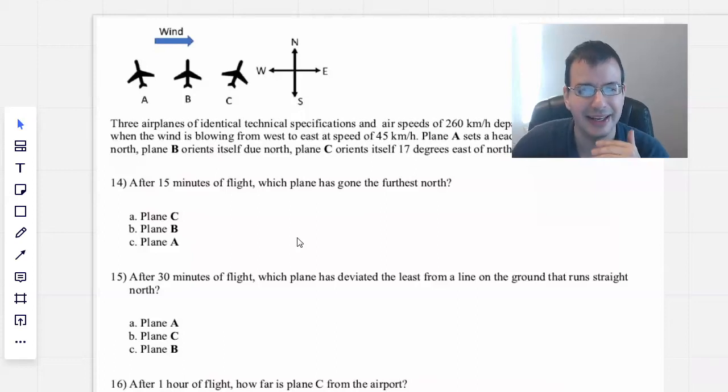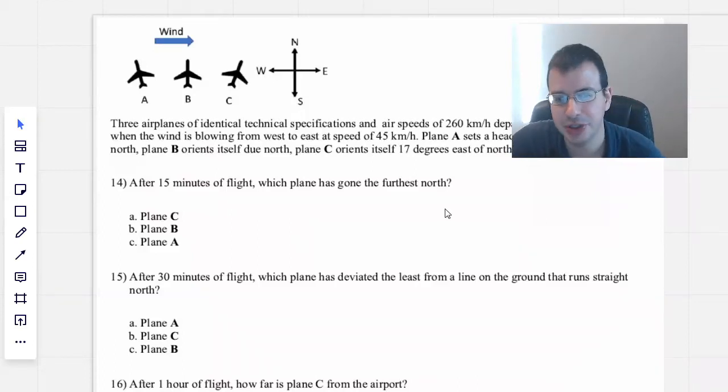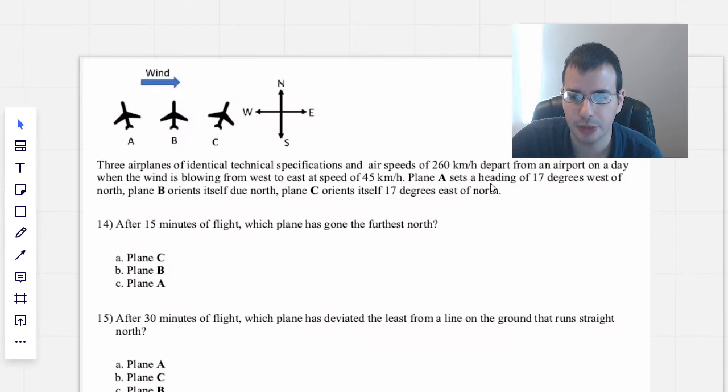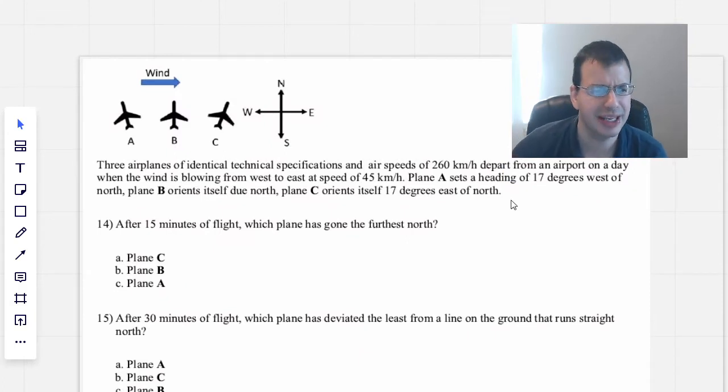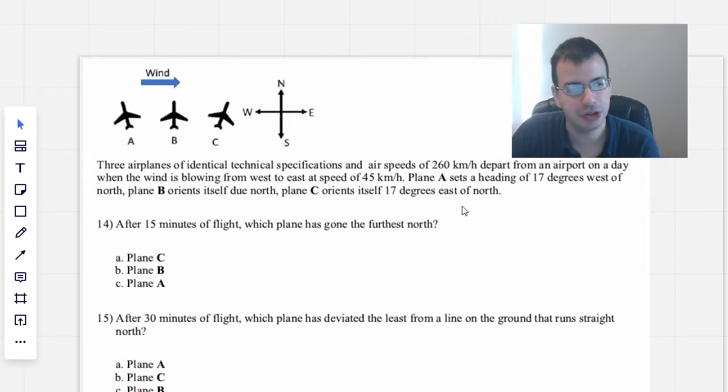Three airplanes of identical technical specifications and airspeeds of 260 kilometers per hour depart from an airport on a day when the wind is blowing from west to east at speeds of 45 kilometers per hour. So we can assume that the wind is pushing the planes at 45 kilometers per hour.